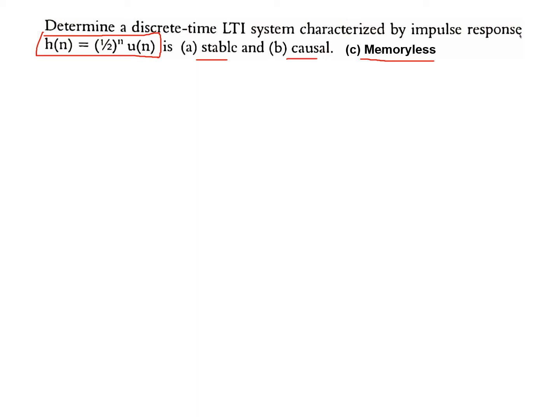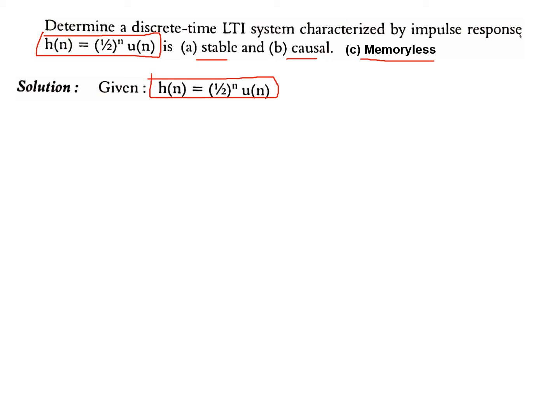Let us go for the solution. Okay, now the given system is h of n equals half to the power of n times u of n. Whenever possible, you try to picturize. This is the equation given. Using your basic signals knowledge, system knowledge or whatever, you try to draw the graph of that.